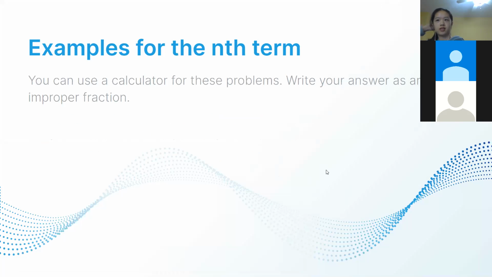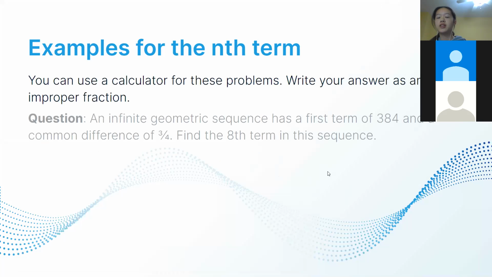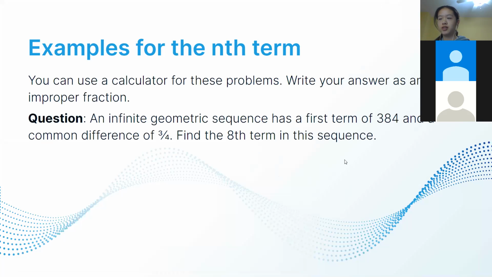Okay, for this third example: an infinite geometric sequence has a first term of 384 and a common difference of 3/4. Find the 8th term in this sequence. In this problem, we have everything that we need to solve. I want everyone to answer the question, since everybody should know the equation by now.